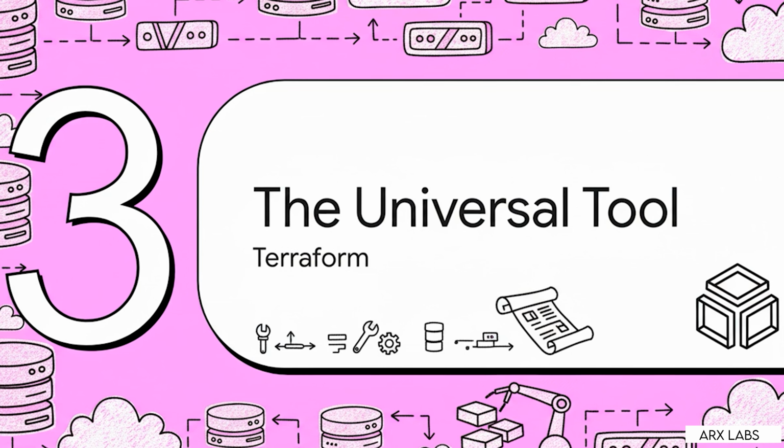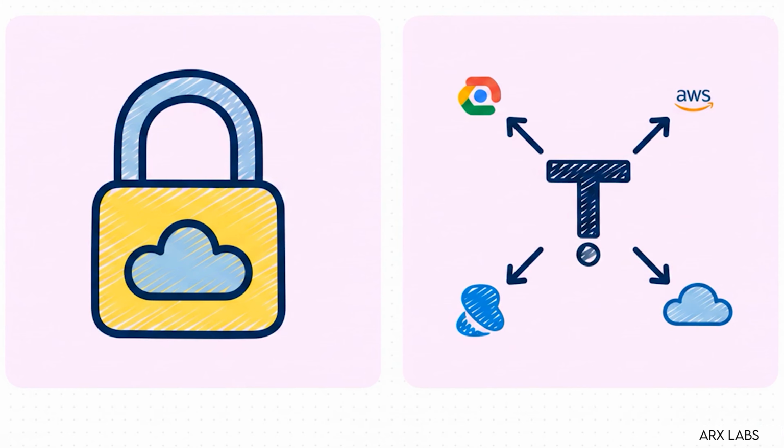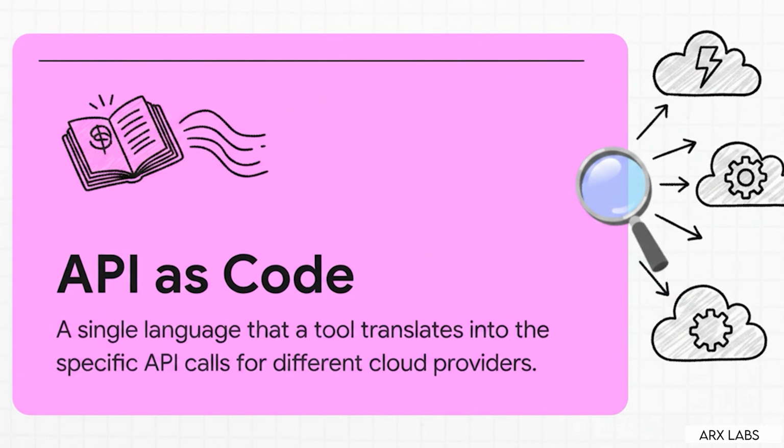Now, a great idea is one thing, but you need a tool to make it happen. And in the world of infrastructure as code, one tool has really emerged as the de facto standard, the universal language for infrastructure. And that tool is Terraform. Here's what makes Terraform so special. See, all the big cloud providers have their own IaC tools, but they're designed to lock you into their platform. Terraform's absolute superpower is that it's cloud agnostic. You can learn one tool, one language, and use it to manage your stuff on AWS, Azure, Google Cloud, you name it.